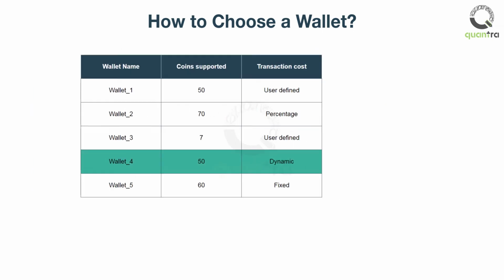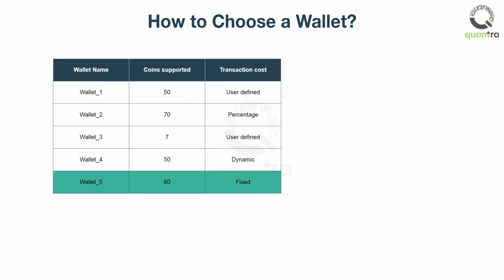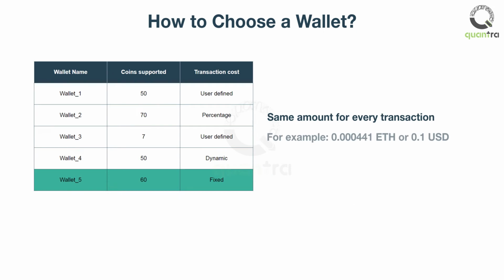Wallet_4 uses dynamic pricing depending on the congestion in the network to calculate the transaction fees. If the miners are busy, and very few are available for mining, then Wallet_4 will charge you more. This is similar to the surge pricing that we experience while booking a cab. Finally, Wallet_5 uses a fixed amount, say an equivalent of 0.000441 ETH, or Ethereum, on every transaction.